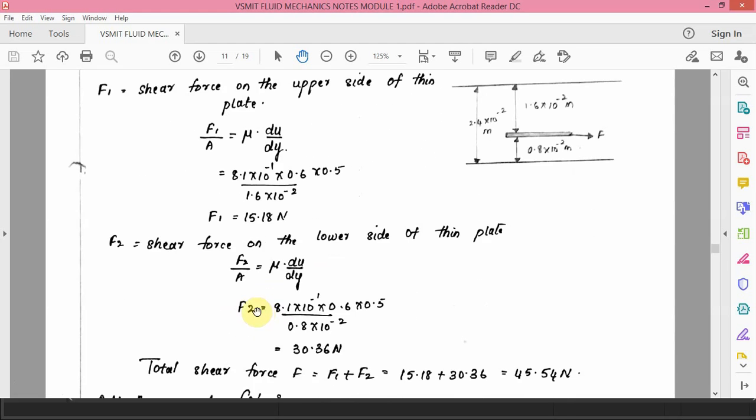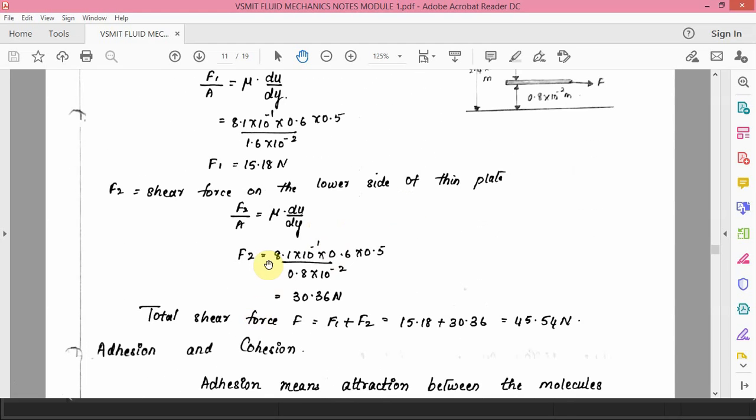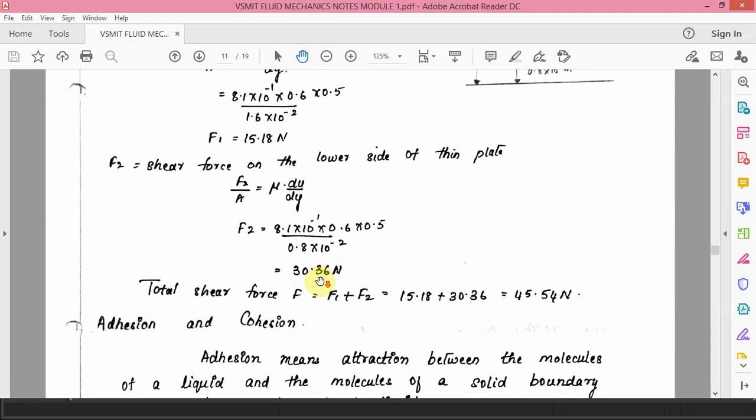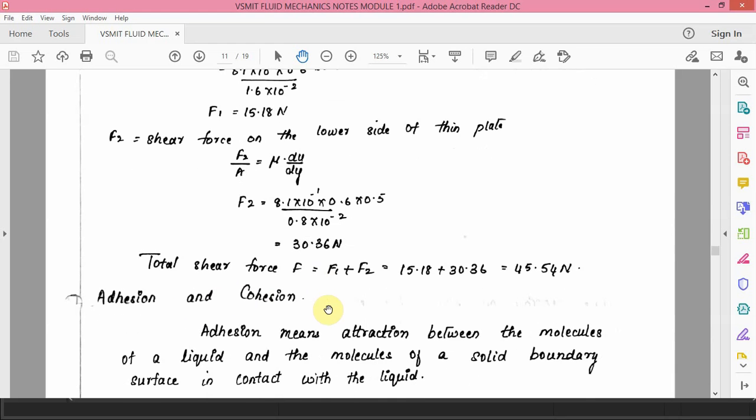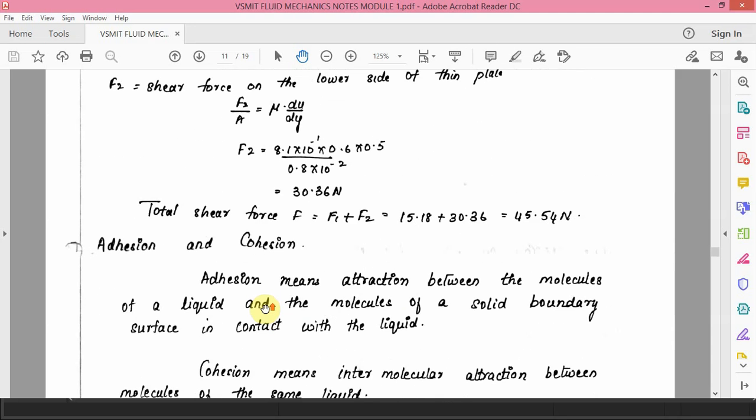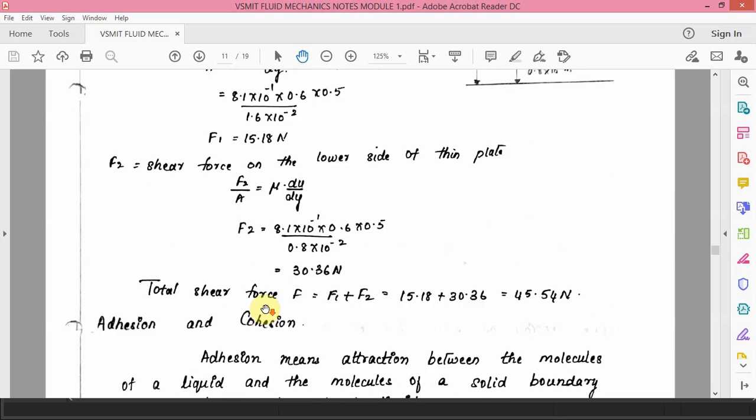Therefore, F2 is the shear force on the lower side of the plate, that is F2 upon A equal to mu into du by dy, that is F2 equal to 8.1 into 10 raised to minus 1 into 0.6 into 0.5 divided by 0.8 into 10 raised to minus 2, that is 30.36. Therefore, total shear force F is equal to F1 plus F2, that is 15.18 plus 30.36, that is 45.54 Newton. Okay, therefore, I will stop here itself.